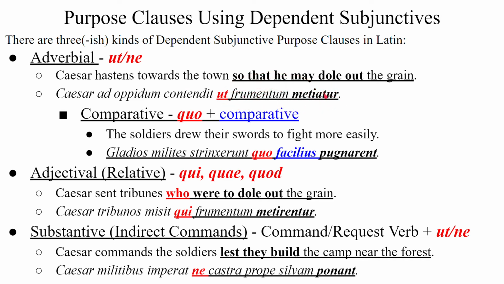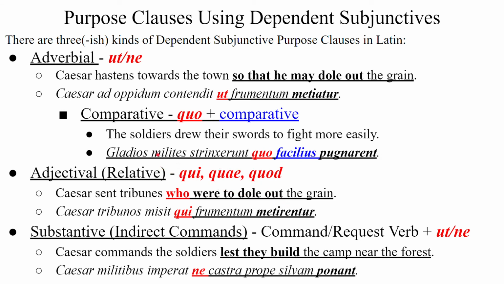All right, let's check out some substantive indirect commands. If you're just now in chapter 44, you're done for now. You only need to know the adverbial, the comparative, and the adjectival purpose clauses, the relative purpose clauses. You can stop right now if you're in chapter 44. If you're in chapter 45, keep watching.